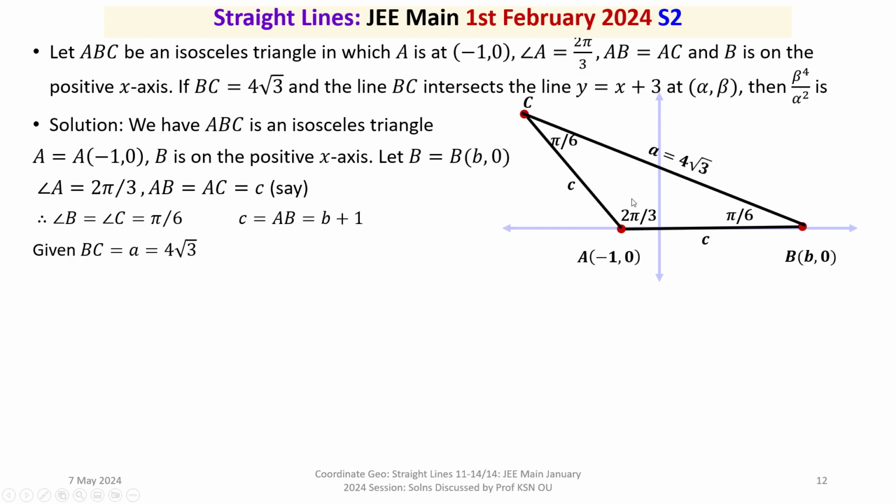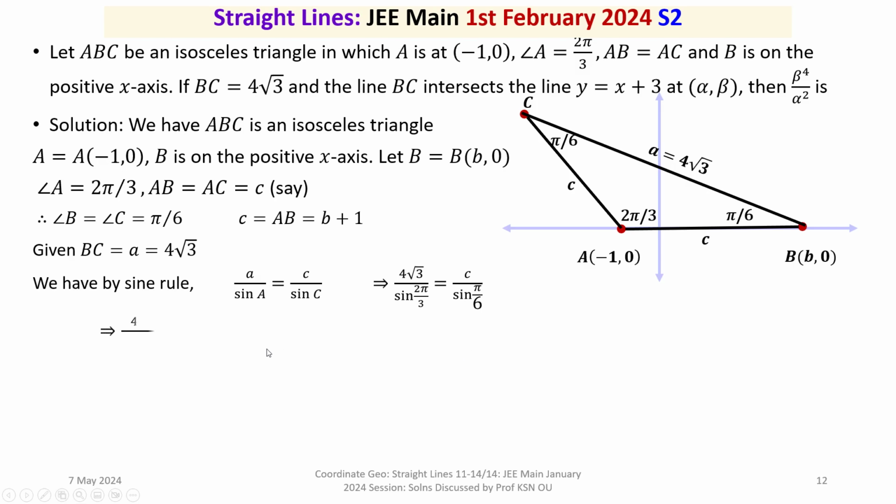Given BC is equal to A is equal to 4 root 3. We use the sine rule. Then it will be A by sine A is equal to C by sine C. Angle A is 2 pi by 3. Angle C is pi by 6.